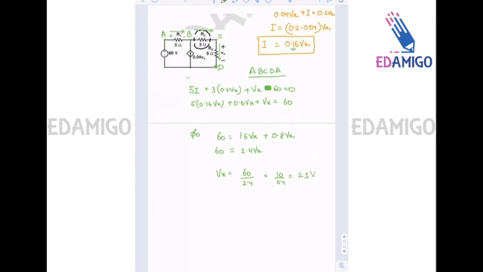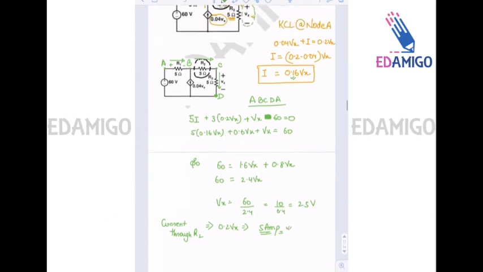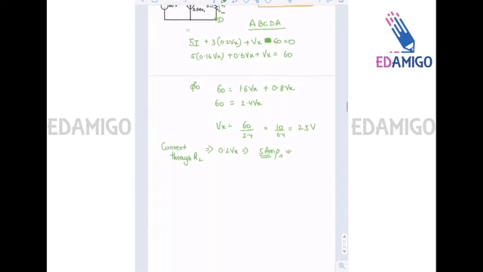Now the current through R2 was 0.2 Vx, that is 5 amperes. Okay, so the answer to this question is 5 amperes. Thank you.